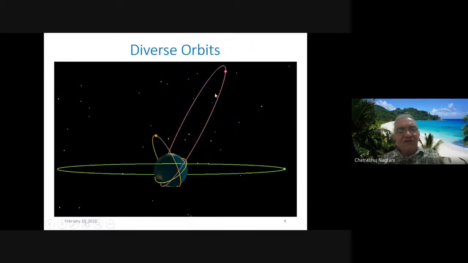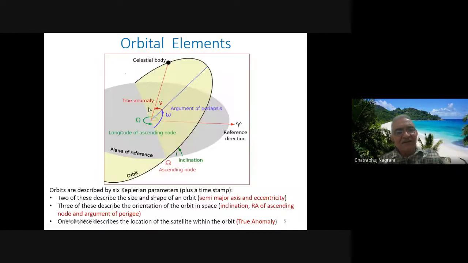Now you can see different types of orbit here. This is a very elongated orbit, and this is called a highly elliptical orbit. Then you have a slightly lower elliptical orbit, but this is almost a polar orbit type of thing, and this is our geostationary orbit. See, these are the diverse orbits, and I have not drawn all the orbits here, but we will go through those things little by little.